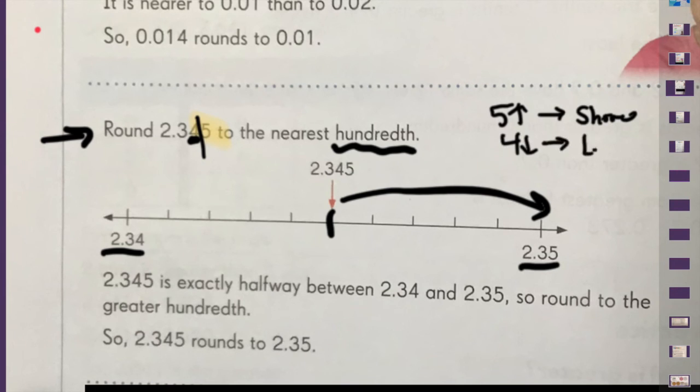4 or less, we let it rest. And so we can see that 5 is 5 or above, so we're going to give that 4 a shove. Everything inside the house stays. That 4 gets shoved up to a 5. And everything outside the house goes away. So 2 and 345 thousandths would round to 2 and 35 hundredths when rounding to the nearest hundredth.